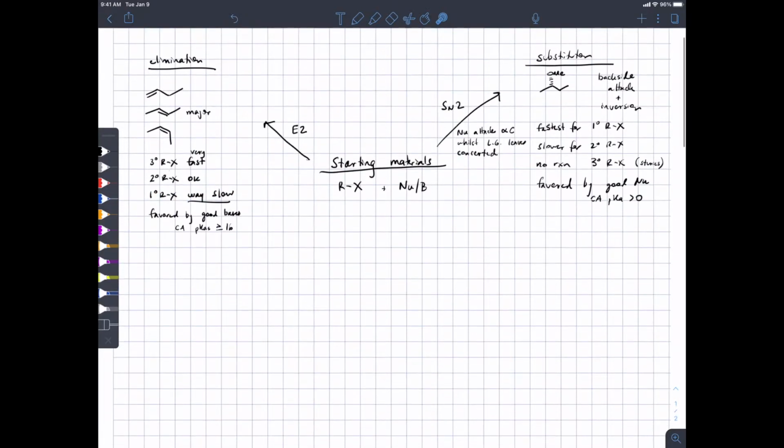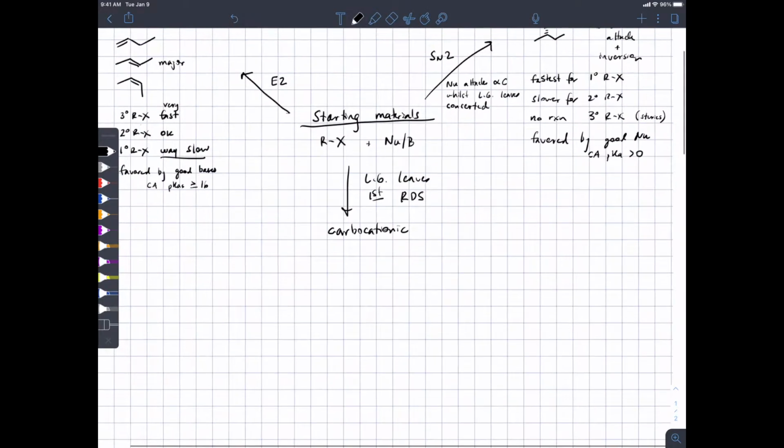Okay? Then our other option is that the leaving group leaves first, that is the rate determining step. You get a carbocationic intermediate. And this process of the leaving group leaving first is not observable, or doesn't happen, for primary alkyl halides, because primary carbocations are too unstable.